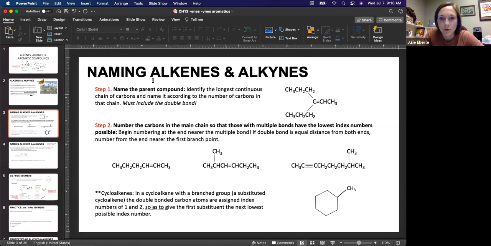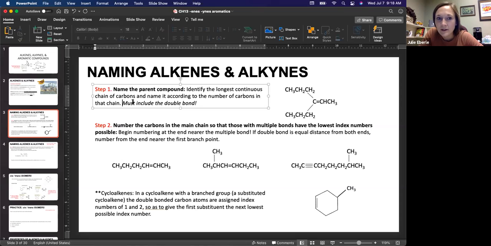Naming. Okay, so some more rules here. How do we name the parent compound? We're going to identify the longest continuous chain of carbons, and we're going to name it according to the number of carbons in the chain, just like for an alkane, but here's the kicker. It must include the double bond.